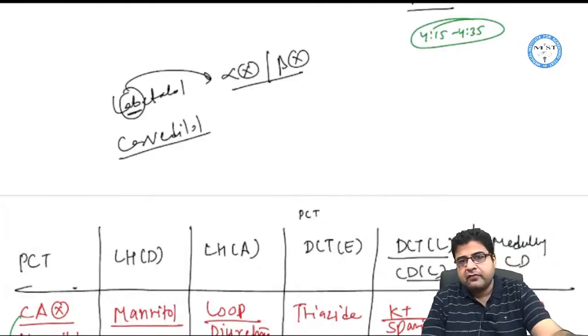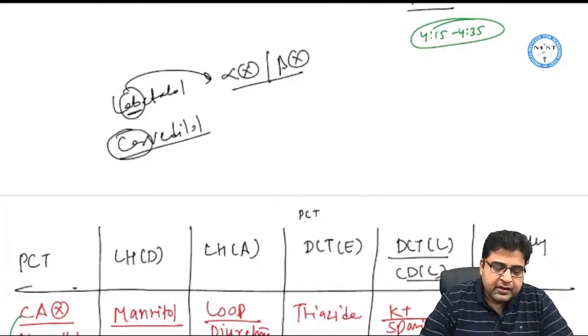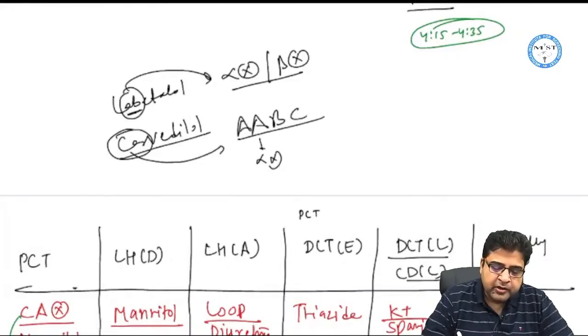Carvedilol is a drug which is having four properties. Like a car is having four wheels, this has four properties, that is A, B, C, right? So A is for alpha blocker, B is for beta blocker, C is for calcium blocker, and A is also for antioxidant.